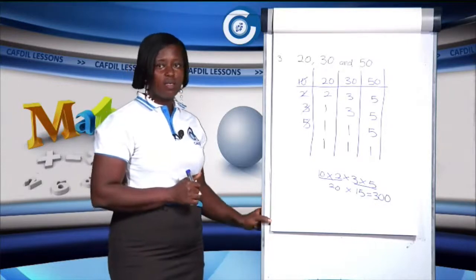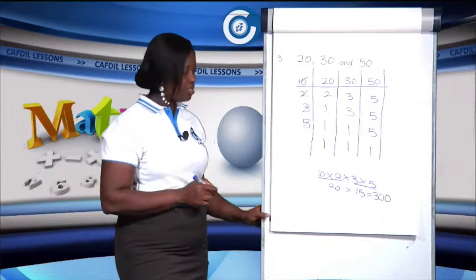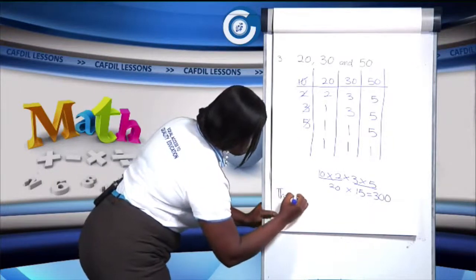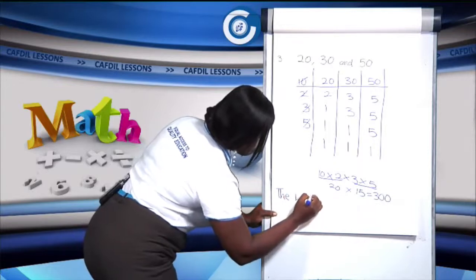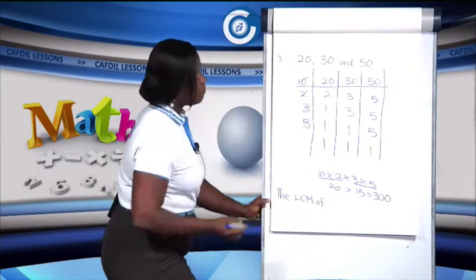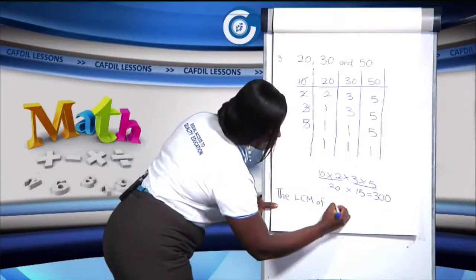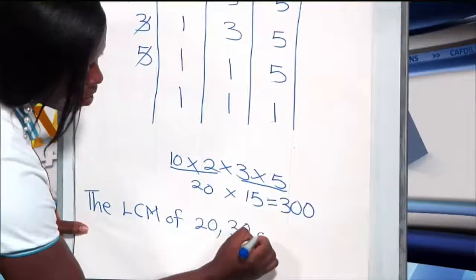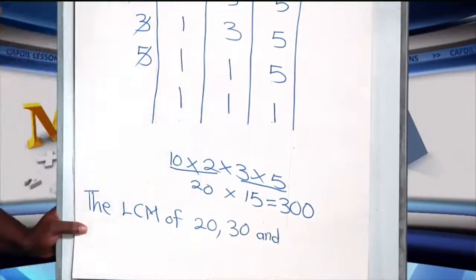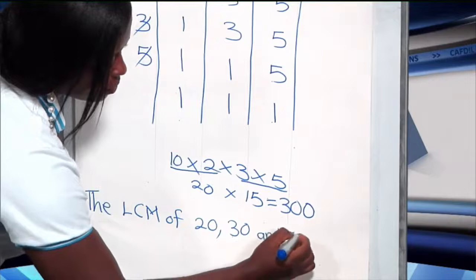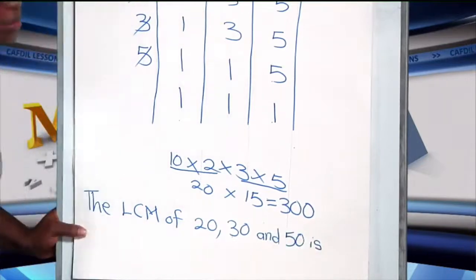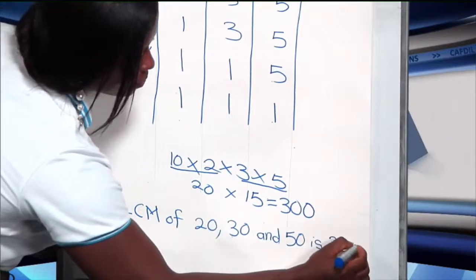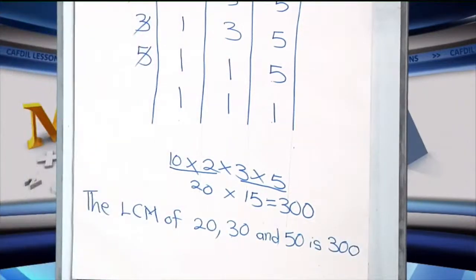Let's conclude. It is very necessary. So, the LCM of 20, 30, and 50 is 300. Okay.